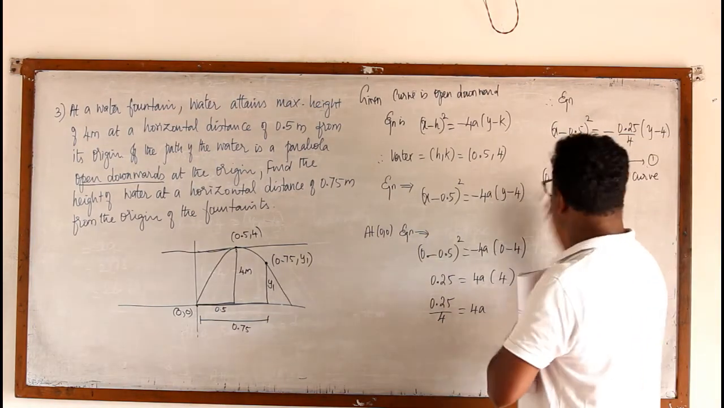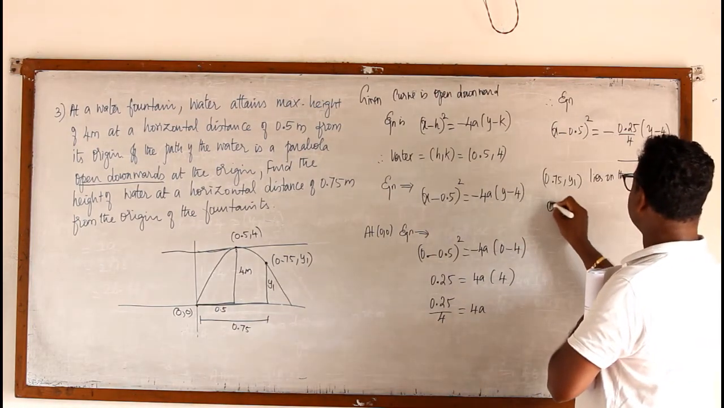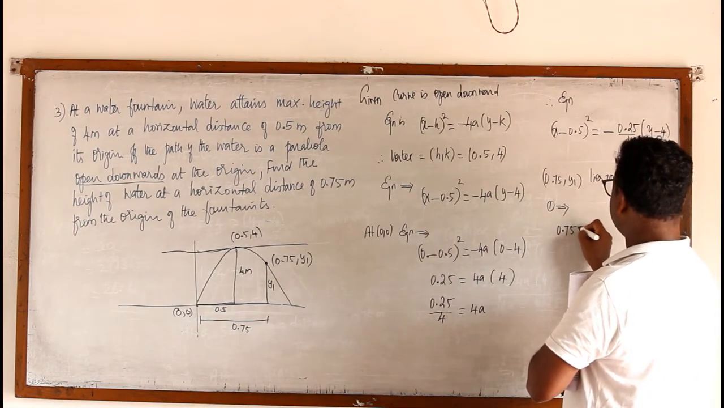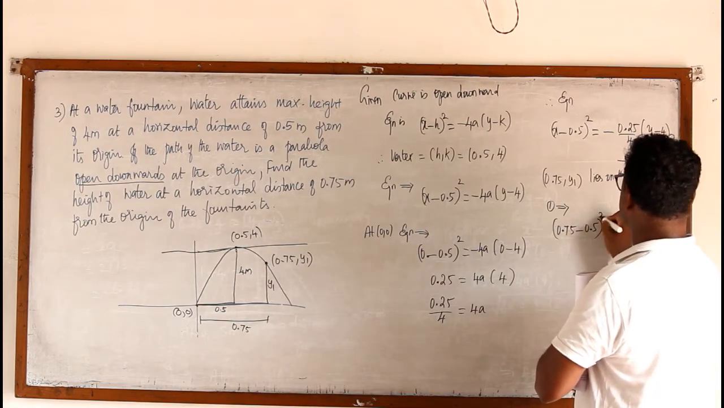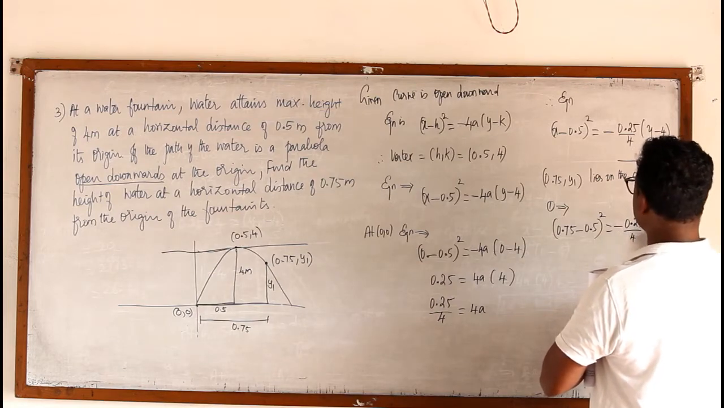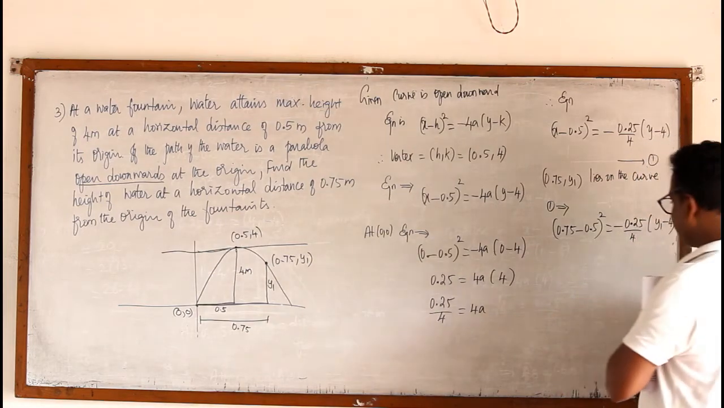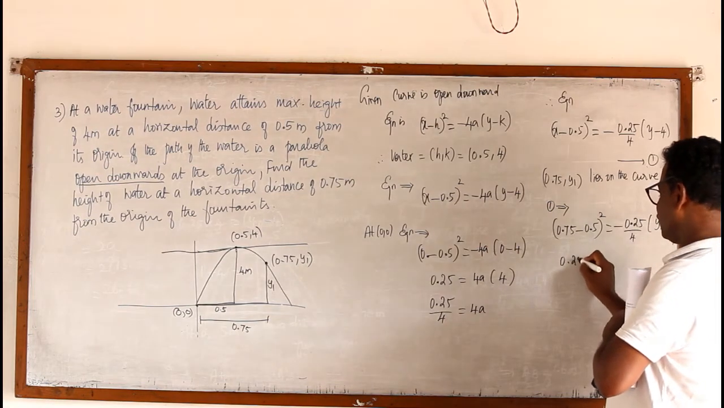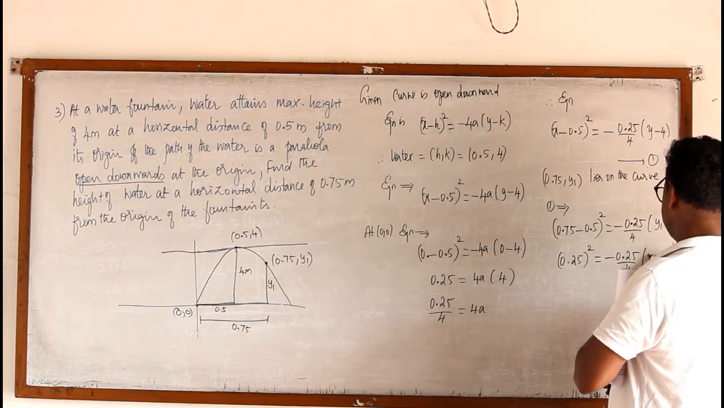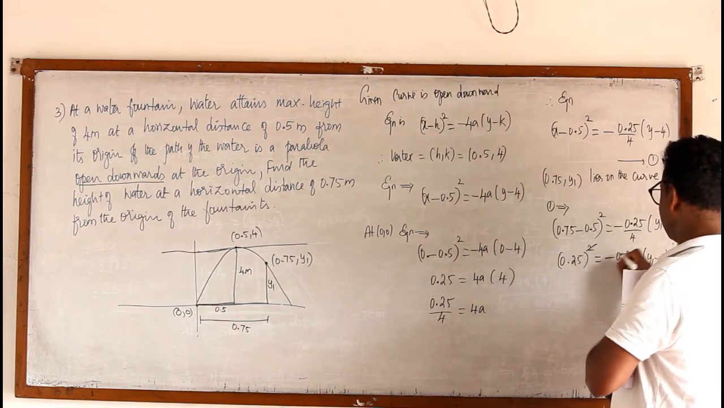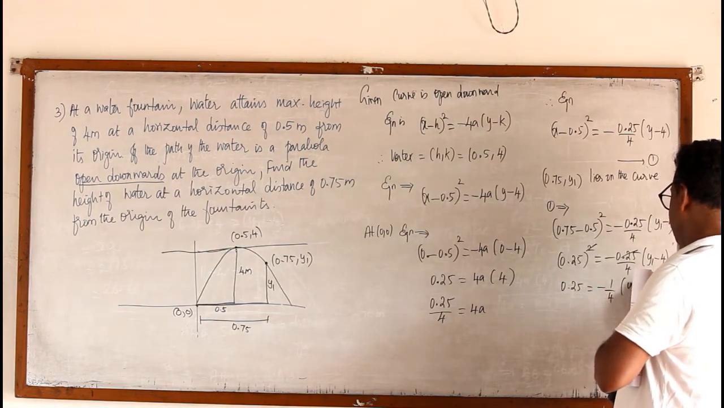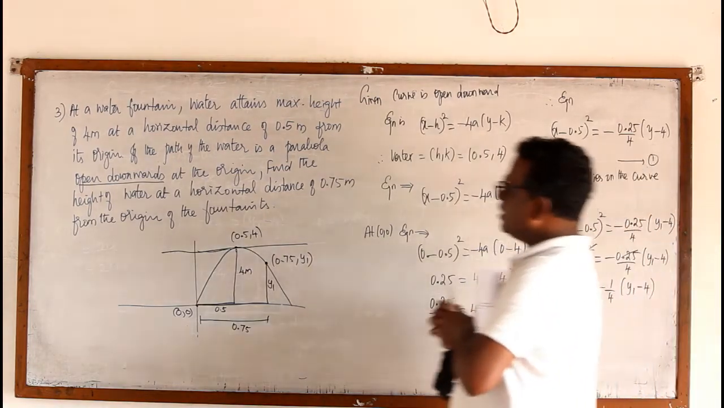Then equation (1) becomes, instead of x, 0.75: (0.75 minus 0.5) the whole square is minus 0.25 by 4 into (y1 minus 4). So it is again 0.25 the whole square equal to minus 0.25 by 4 into (y1 minus 4). Shall I cancel 0.25? So it is 0.25 equal to minus 1 by 4 into (y1 minus 4). From this I have to find out y1.